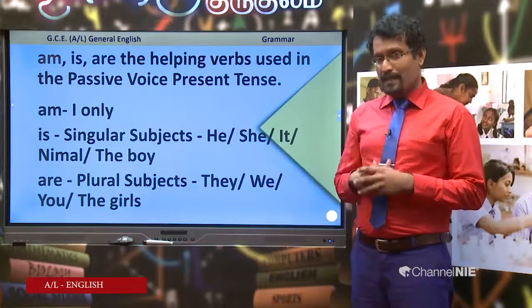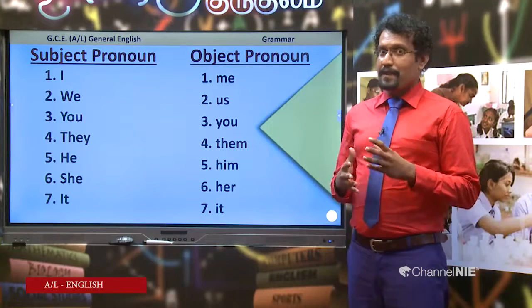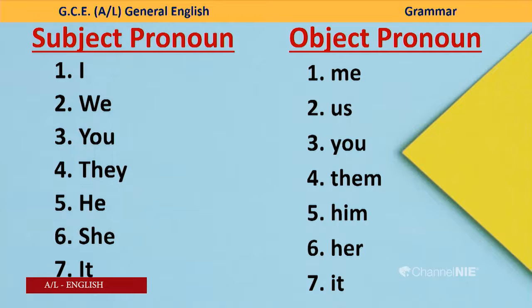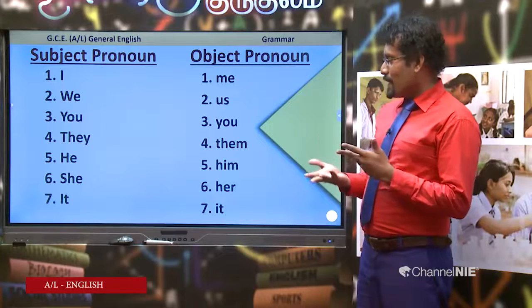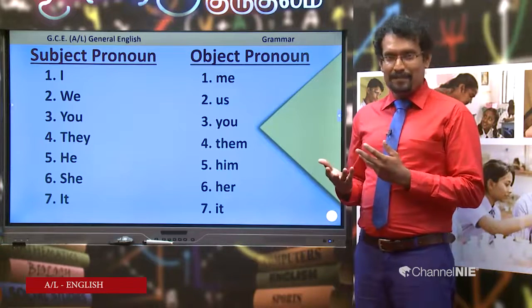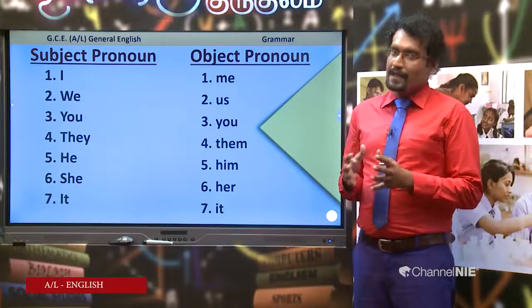And there is another thing that you have to remember when you use passive voice. There are subject pronouns. When we use those subject pronouns in passive voice, they become object pronouns. I becomes me, we becomes us, you, as the singular or plural subject, becomes you. They, them. He, him. She, her. It.